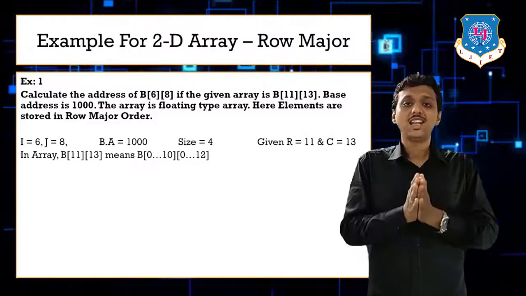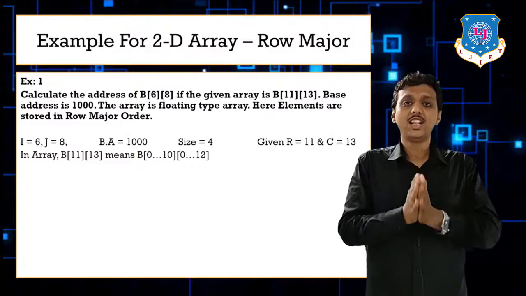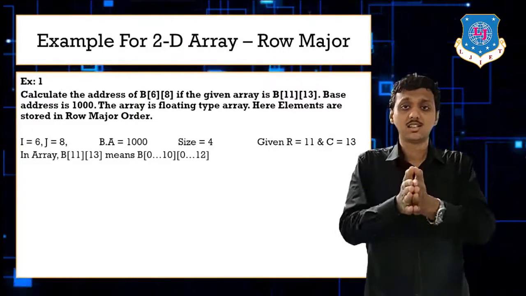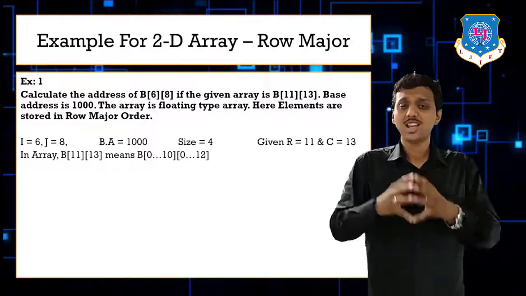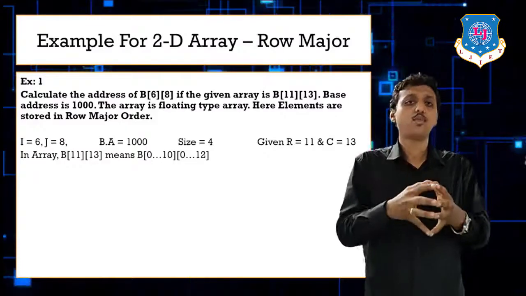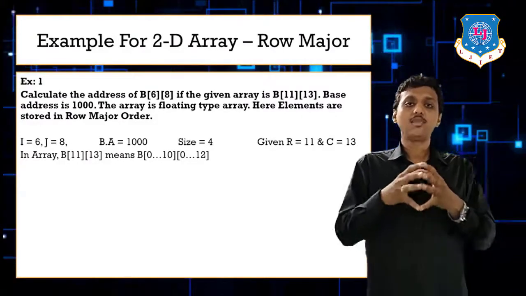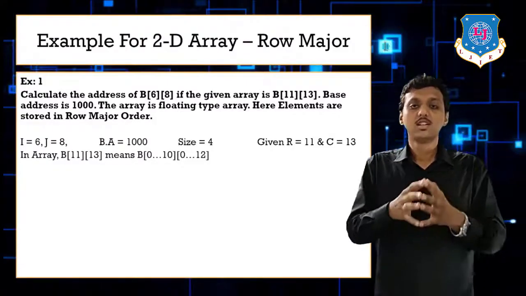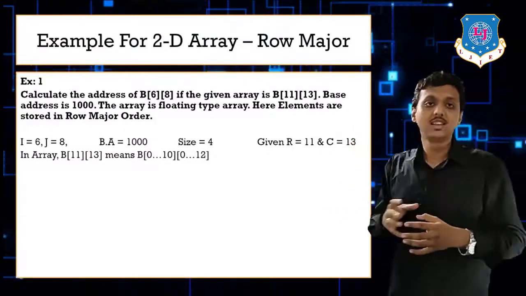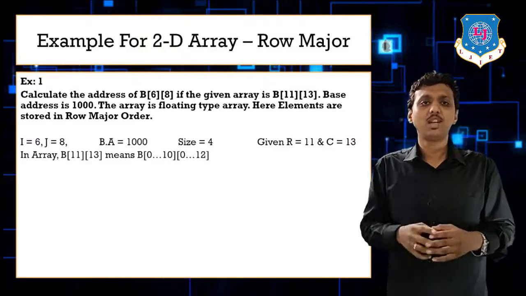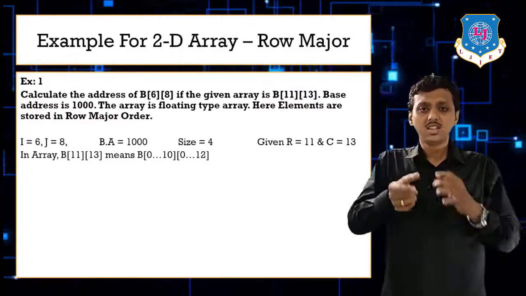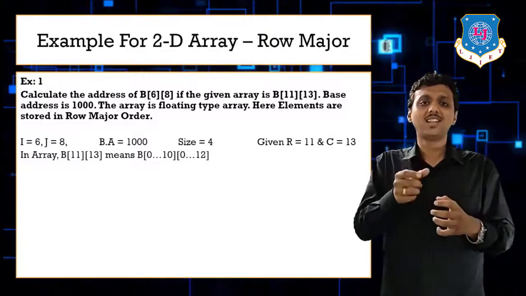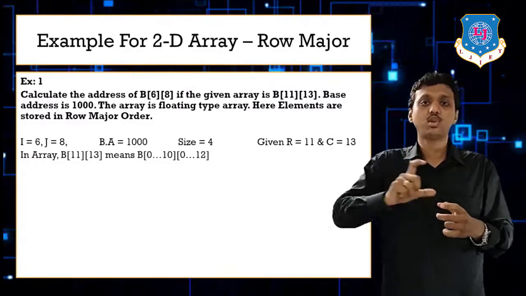Here the array is B of 11, 13. That means 11 shows the total number of rows and 13 shows the total number of columns. So B of 11, 13 means total number of rows and total number of columns. So we already have C. Now just watch out what exactly the range of indexes is for row and column.